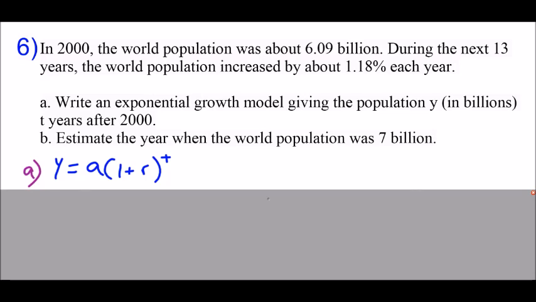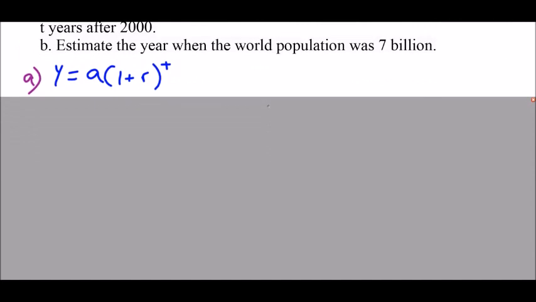So if we want to write a model for this, we're going to use our standard growth model, which is using A to represent the initial amount, in this case, the initial amount of people in terms of billions. R represents the rate of growth, and then I just want to point out 1 plus R is our growth factor, and then R is just the growth rate. And then T is our time. That's, in this question, going to be in terms of years.